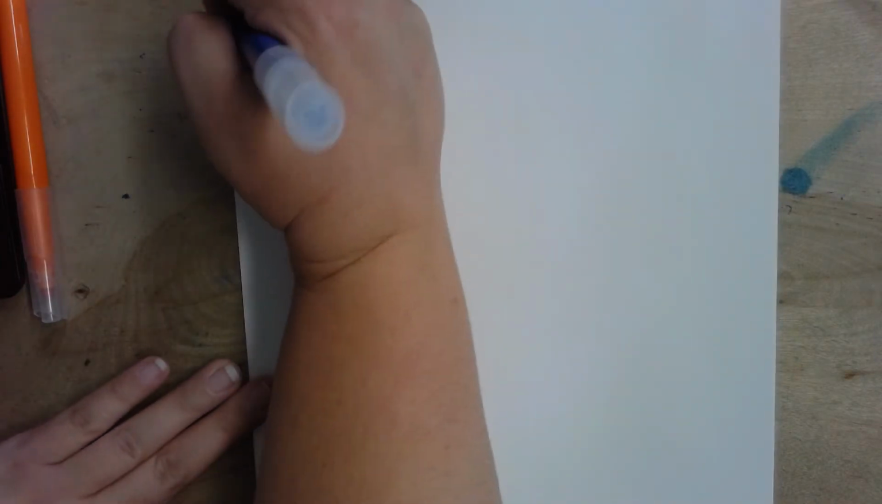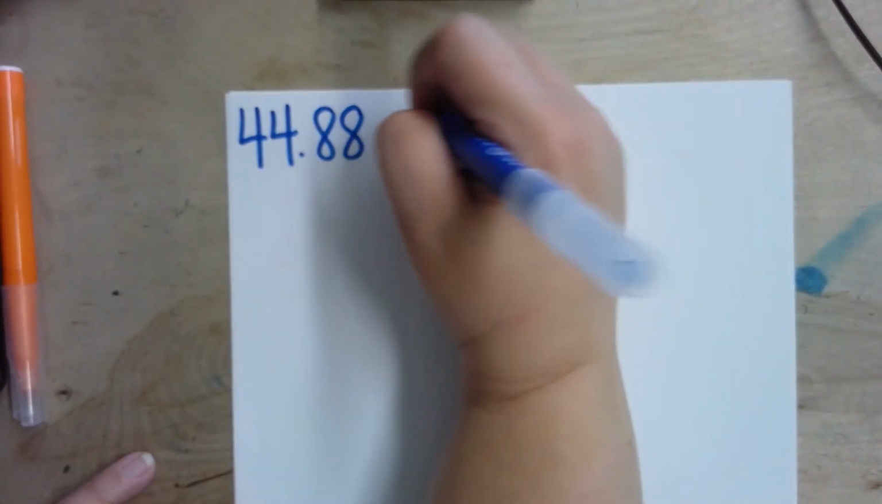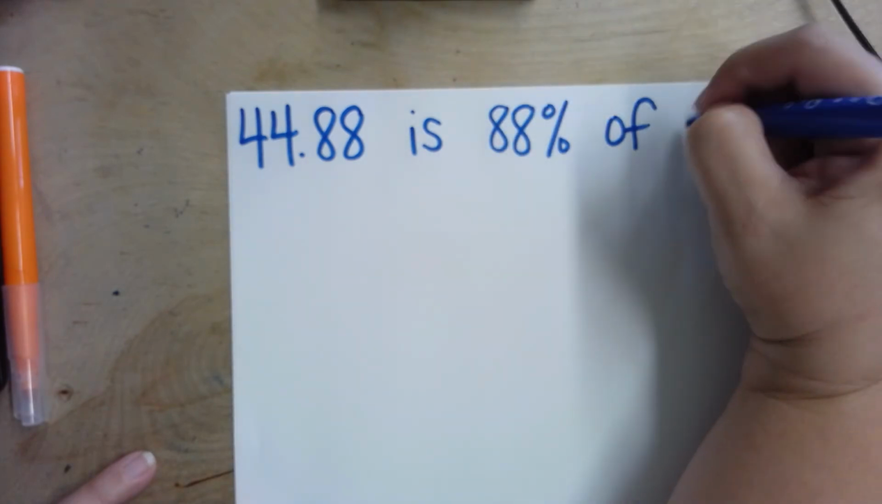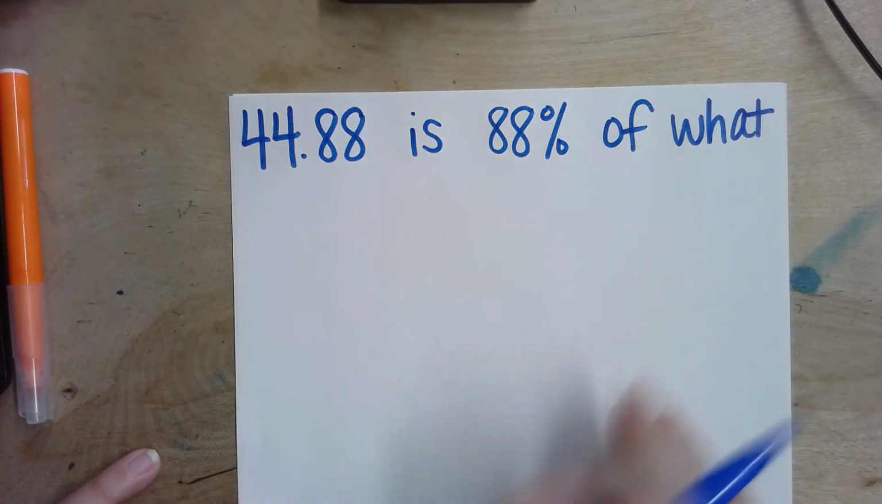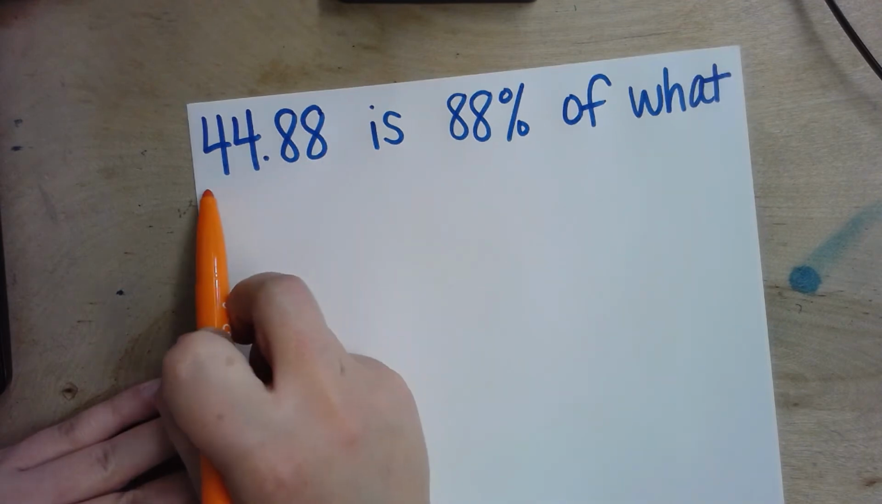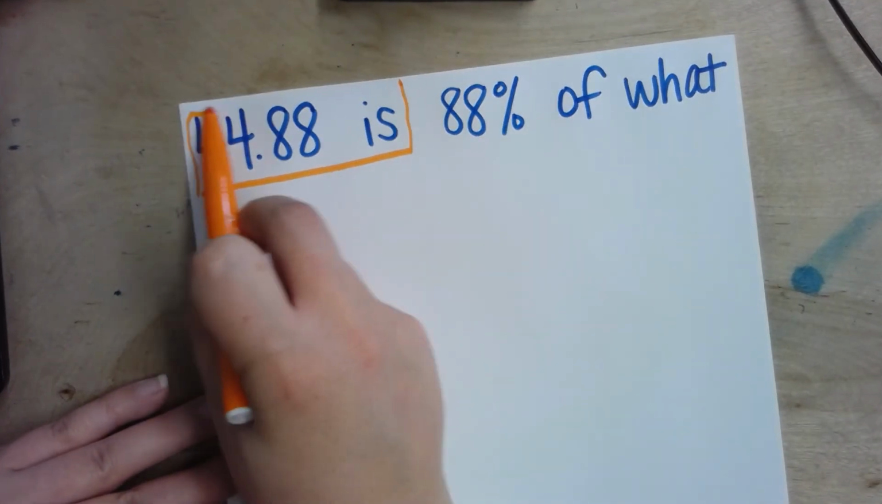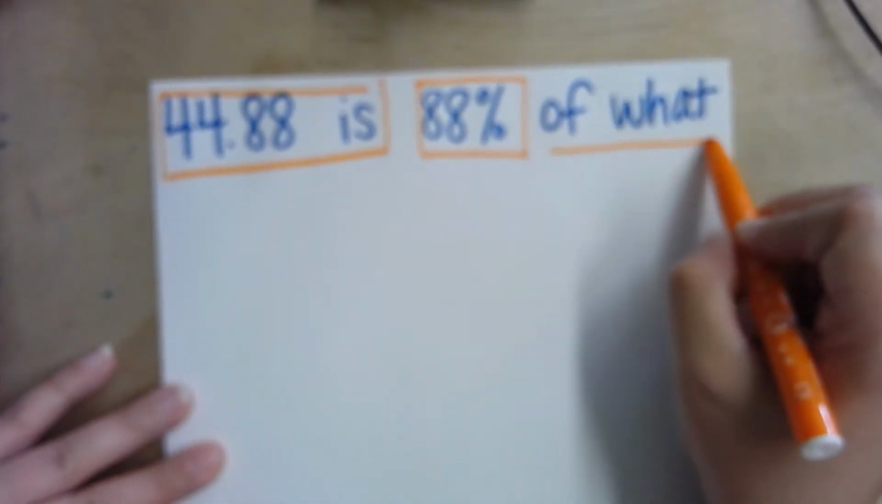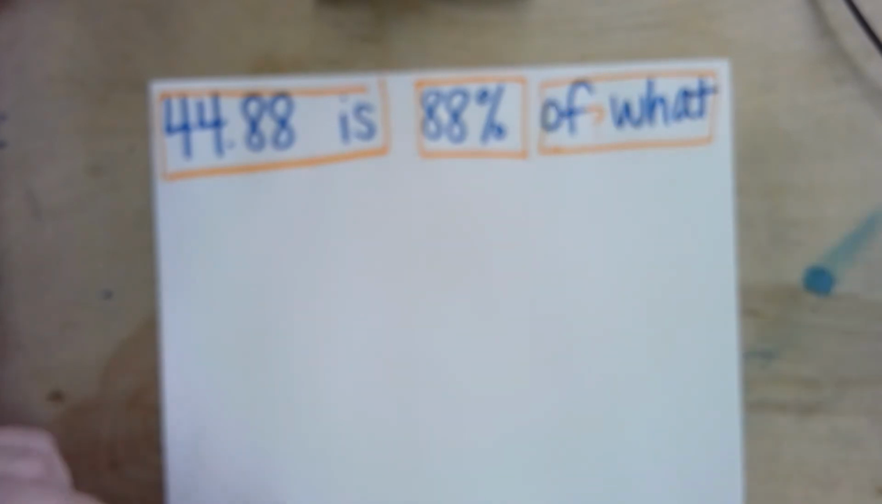Let's try another one. Let's do one with decimals. 44.88 is 88% of what? Let's look at our keywords. 44.88 is 88% of, and the of is the unknown.